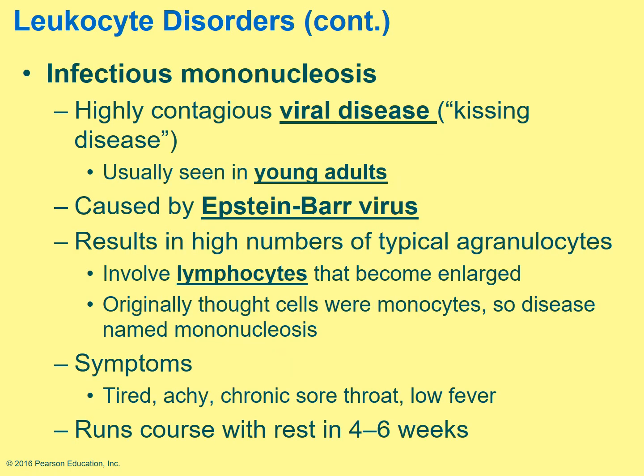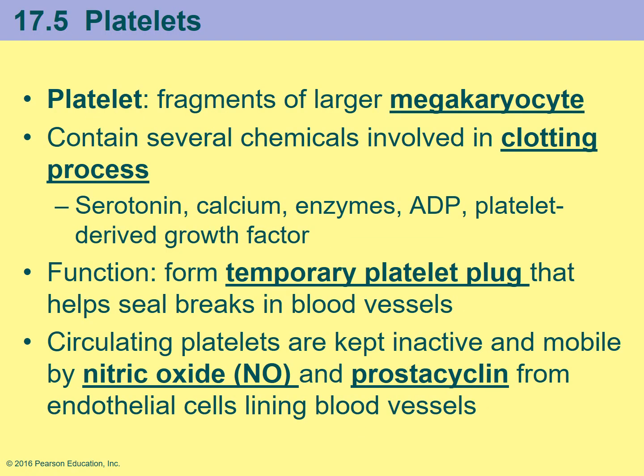Infectious mononucleosis is very highly contagious. It is a viral disease. It's usually seen in young adults. It's caused by the Epstein-Barr virus. Usually what happens is you end up with very high numbers of agranulocytes. Oftentimes the lymphocytes become enlarged. Symptoms: very tired, achy, a very chronic, so long-lasting sore throat, low fever. It will run its course with rest in about 4 to 6 weeks.